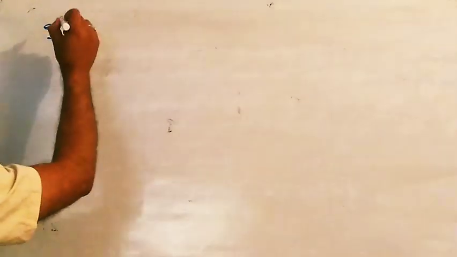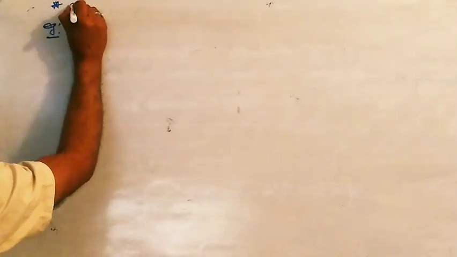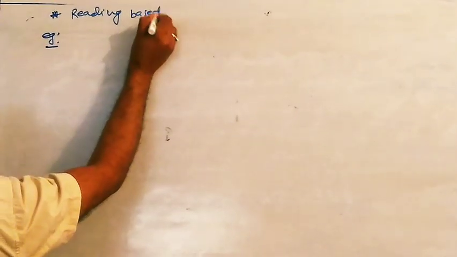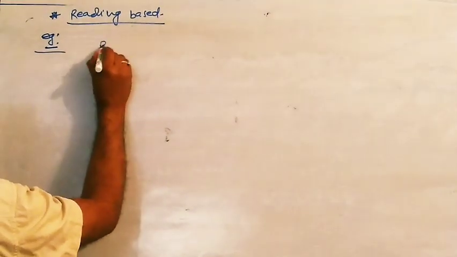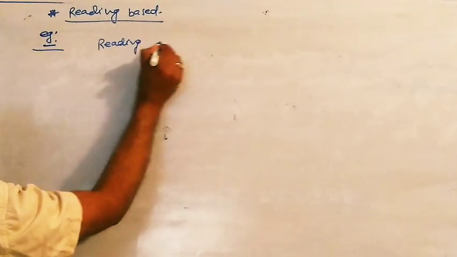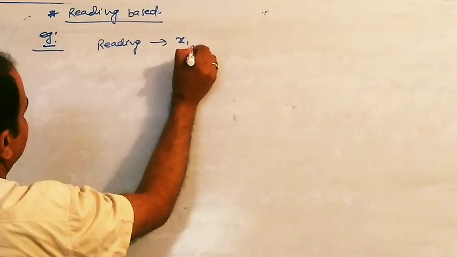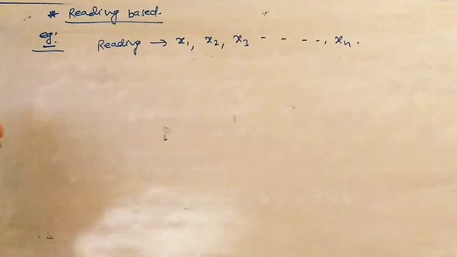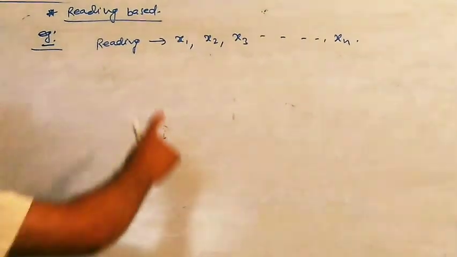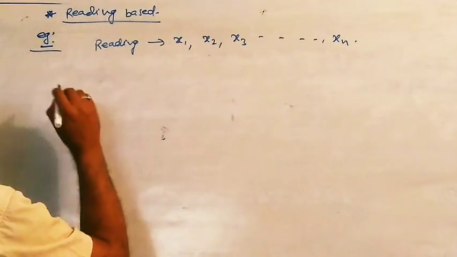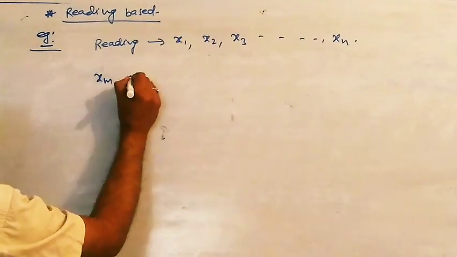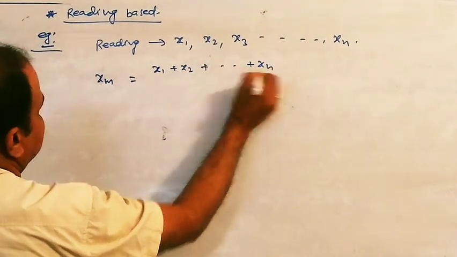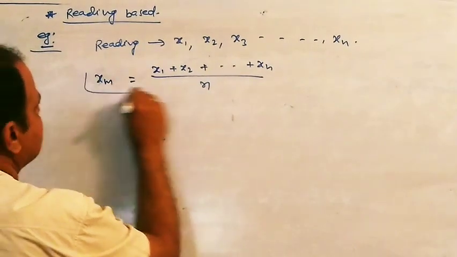Suppose the first is a reading based question. For example, suppose that readings are x1, x2, x3 up to so on xn. So the number of readings is n. So first we find the mean value. Mean value is xm. xm equal to x1 plus x2 up to so on xn divided by n. This is mean value.